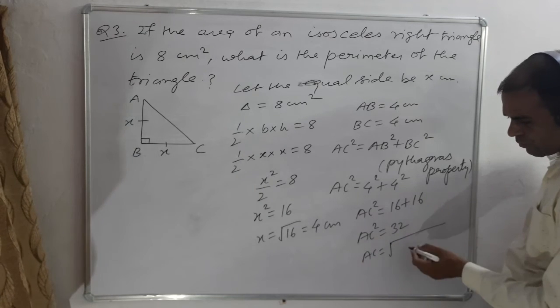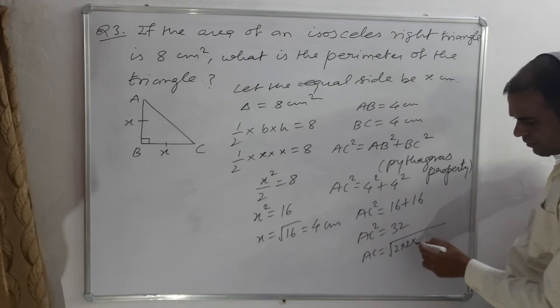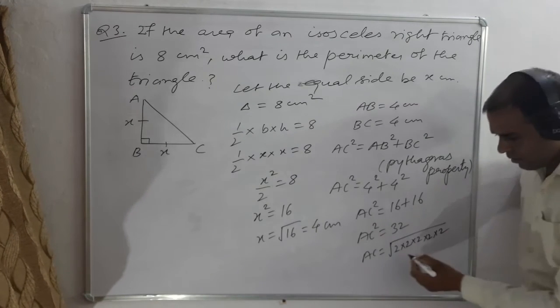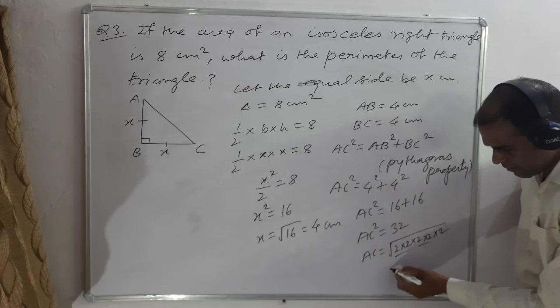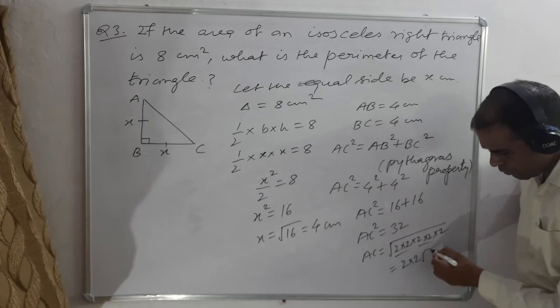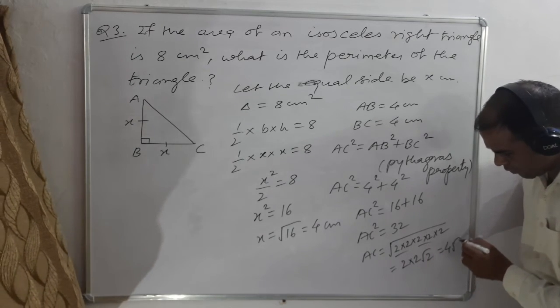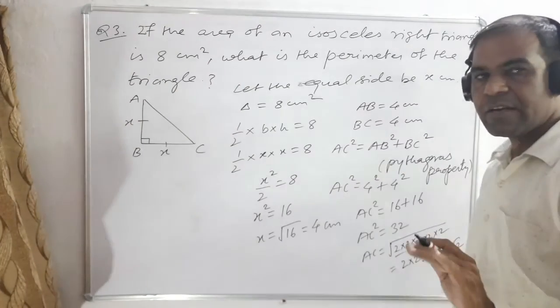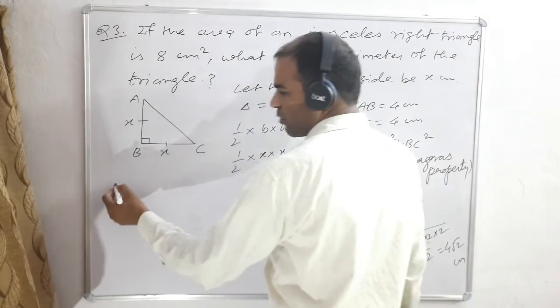and AC equals root 32, and the factor of 32 is 2 five times, and we will make the pair. These are 2 into 2 root 2, that is 4 root 2. 4 root 2 is the third side, and now find the perimeter of this triangle.